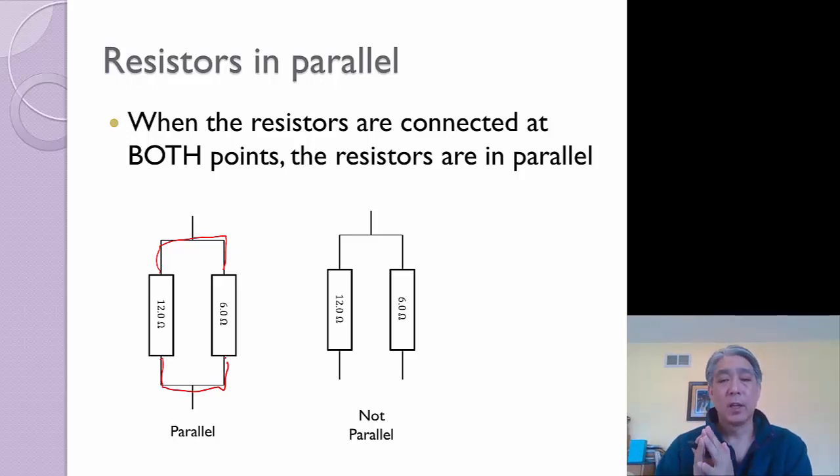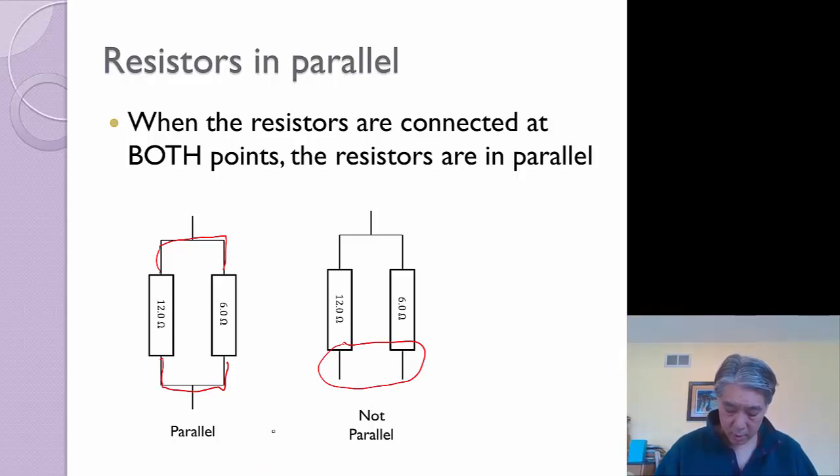On the right-hand side, they're connected on one side only with a branch point. So they're not in series because of that branch point, but because of this side, they're also not connected in parallel. So they're neither.